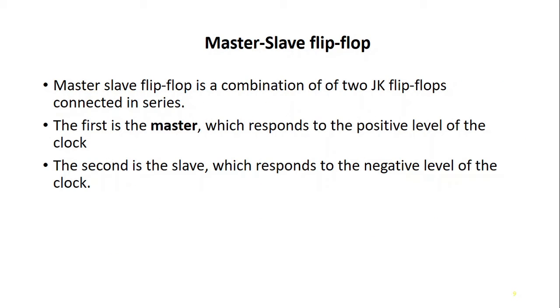Master slave flip-flop. It's a combination of two JK flip-flops connected in series. The first is master, which responds to the positive edge of the clock, and second is slave, which responds to the negative edge of the clock. The result is that the output changes during the 1 to 0 transition of the clock signal.